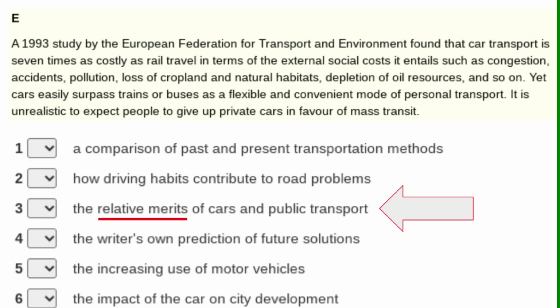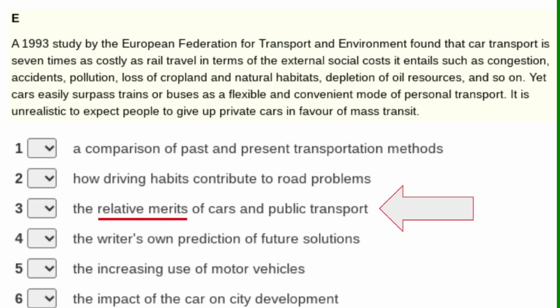The key words here are relative merits. Relative means something in comparison to something else, and the merit is a benefit. So here we're going to be looking for a paragraph that compares cars and public transport and says which is better for that particular comparison.